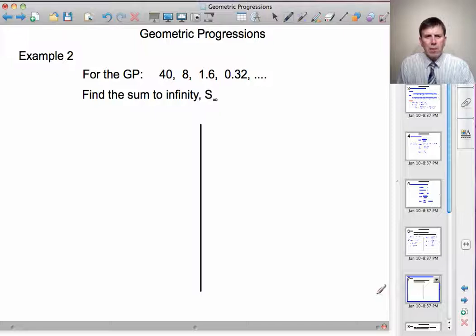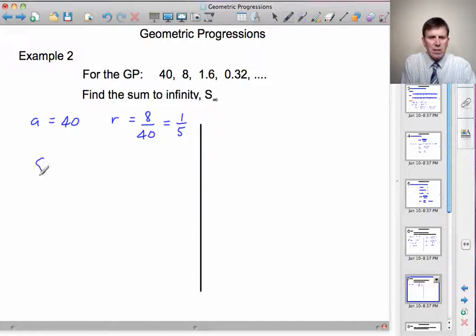Example 2. For the geometric progression 40, 8, 1.6, 0.32, find the sum to infinity, S infinity. Well, again, we're going to need A and R. A, I can see, is 40, the first term. R, if I divide 8 by 40, that will give me R. Why does that work? Well, 8 is AR, 40 is A, and AR divided by A is just R. 8 40ths I could cancel to a fifth, or if you prefer, you could write it as a decimal 0.2.